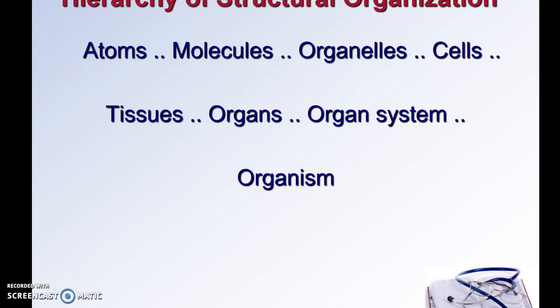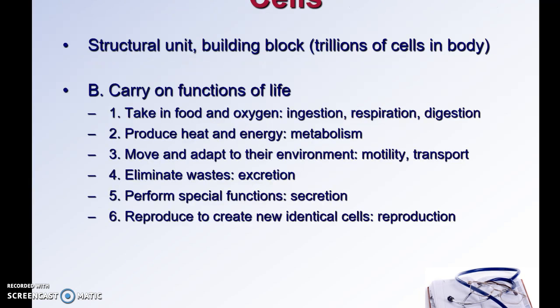Okay? So, the 4 that you should have listed on your sheet are cells, tissues, organs, and then finally organ systems. Now, we're going to define each of those. So, the cell, again, is the basic structural unit. It is the basic unit for structure and function. As you can see down here, cells carry out lots of different functions, and we have trillions of them within our body.